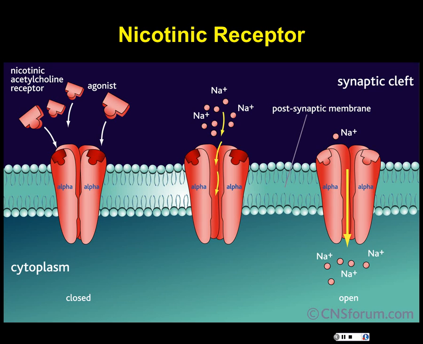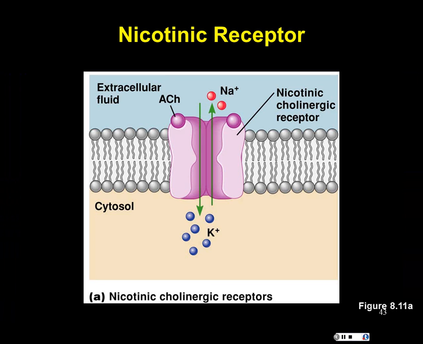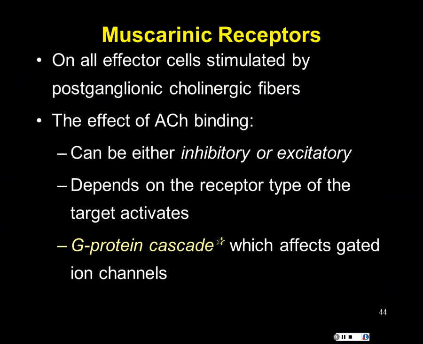Conversely, our muscarinic receptors are a lot more complex. Because it activates the second messenger system, or I've highlighted here a G protein cascade, the effect on the target cell may be inhibitory or it may be excitatory. It depends on those intracellular cascading events.